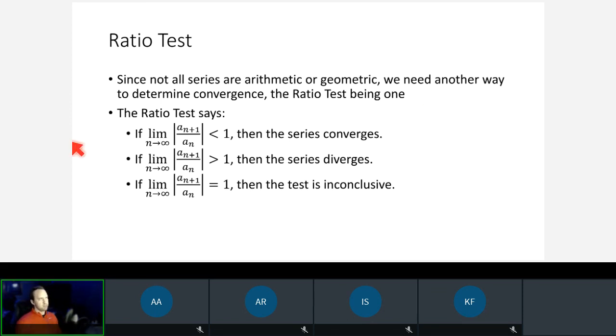Okay, this page is important. At the very end, you can download these slides, but you do want to write these 3 down. This is the ratio test. We're going to use this when our series is not arithmetic or geometric. Since not all series are arithmetic or geometric, we need another way.